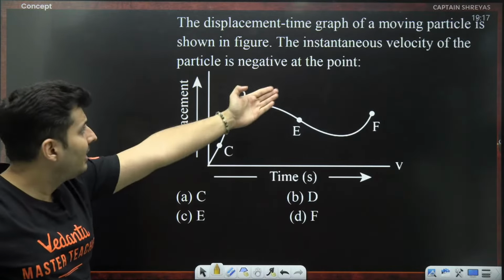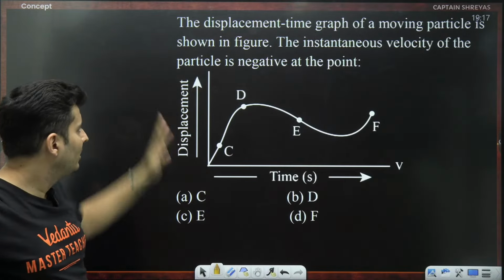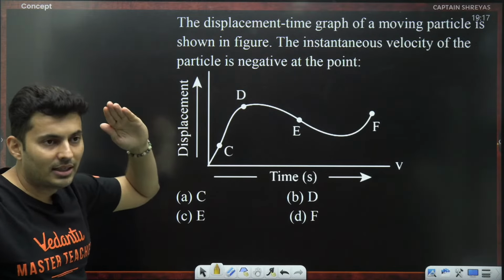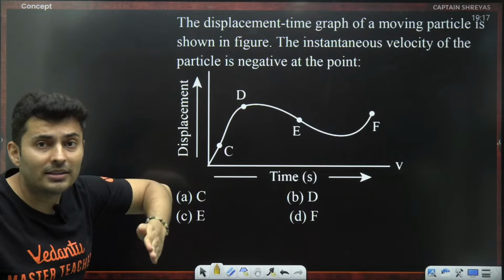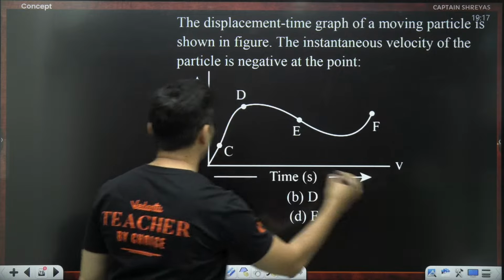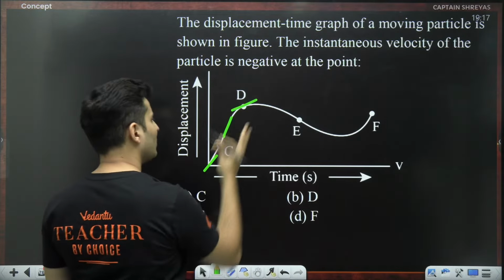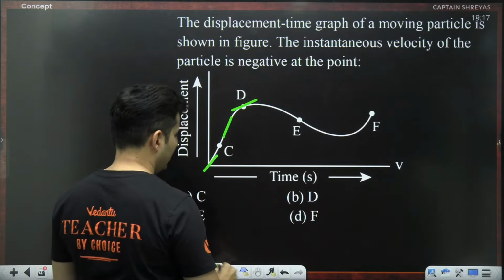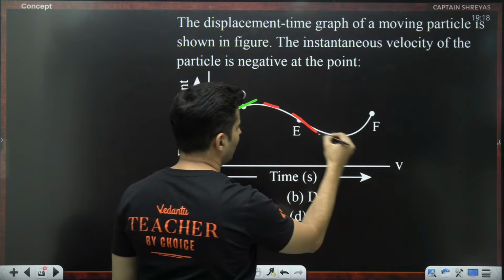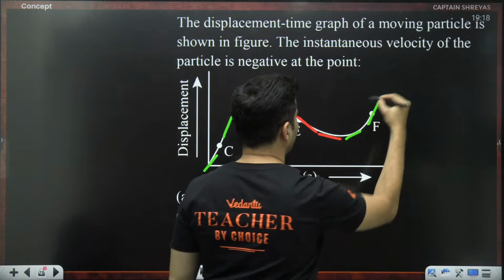The displacement graph is shown. The instantaneous velocity is negative at which point? Displacement-time, position-time. If you draw the tangent, the slope gives you velocity. So where is the velocity negative? Think about it. If you draw the tangents here, or even here, or even here, it is going up. It's positive. Here, or even here, it is going down. And again, here or here, it is going up.